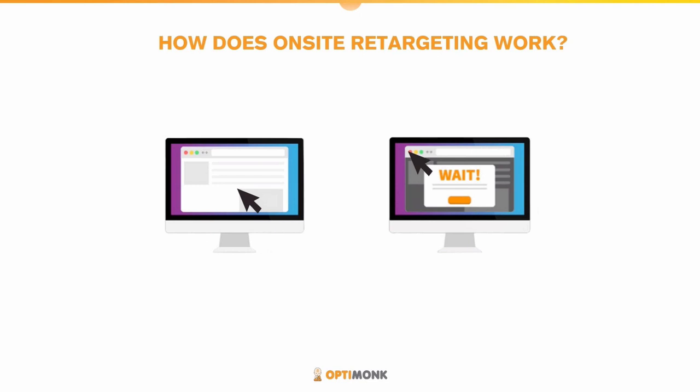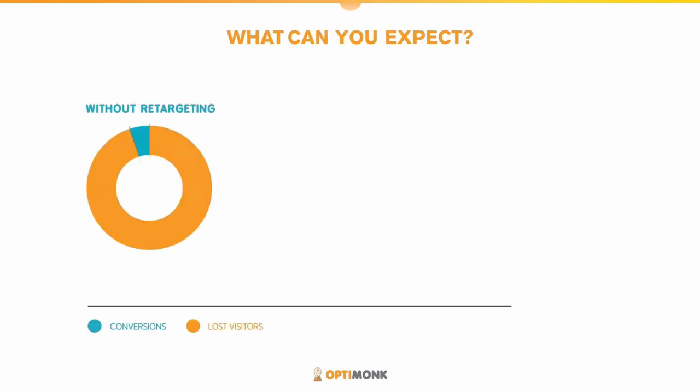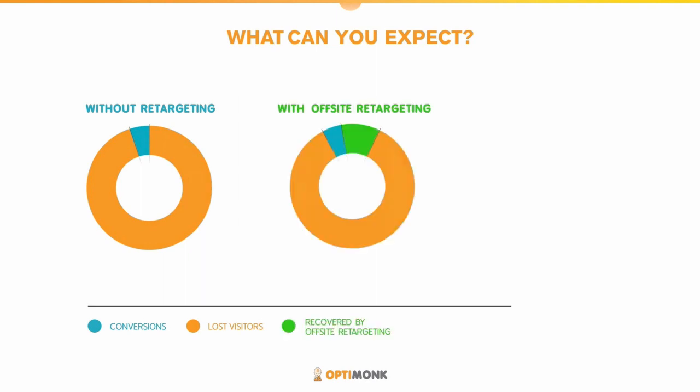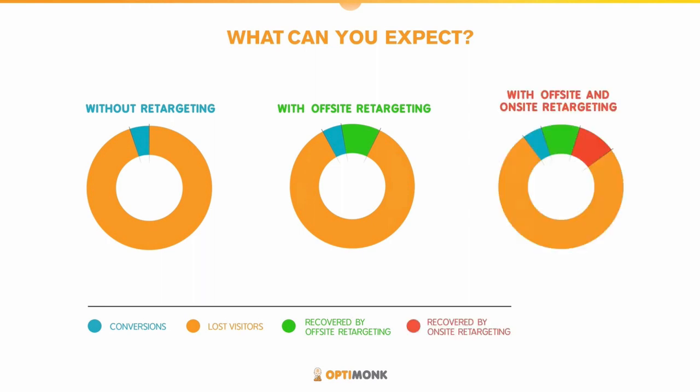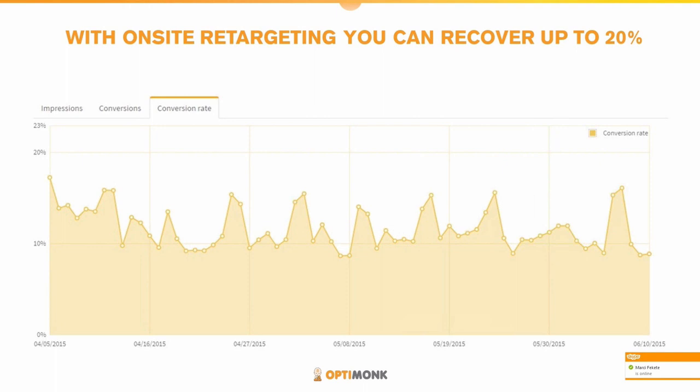So what can you expect using on-site retargeting? Without any kind of retargeting, most of your visitors will leave and will never come back. With off-site retargeting, you can get a healthy amount, like 10 to 20 additional percent. And with on-site retargeting, you can get another 10 to 20%, meaning that you can recover in real time up to 20% of your abandoning web visitors. And this is huge. So why is it working so well, and how?